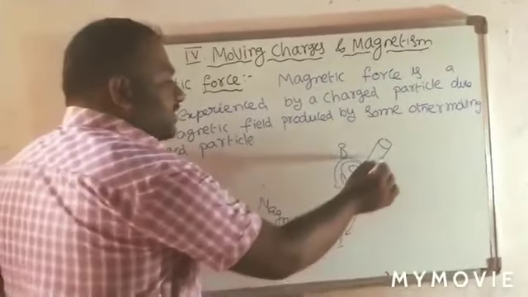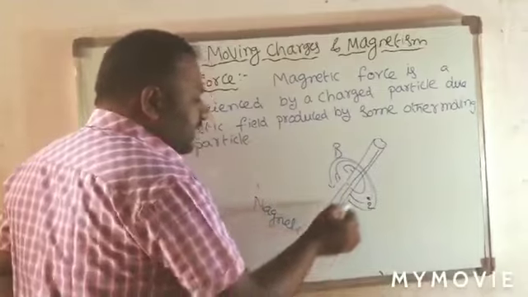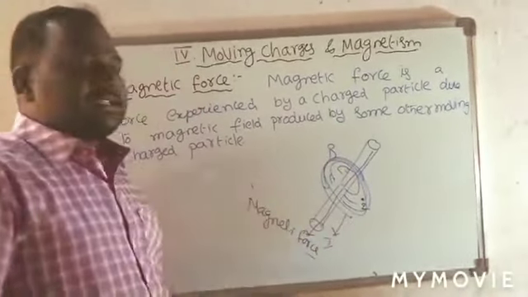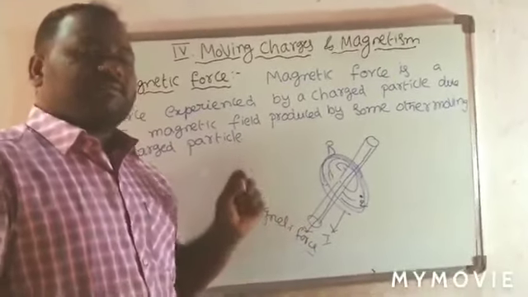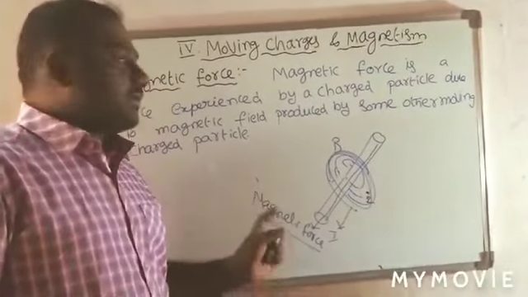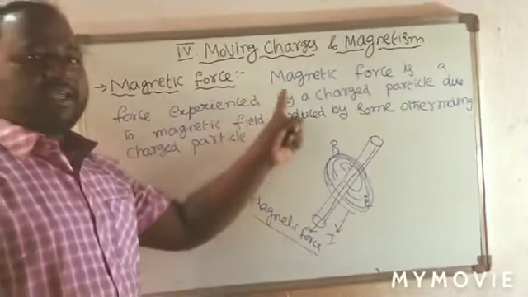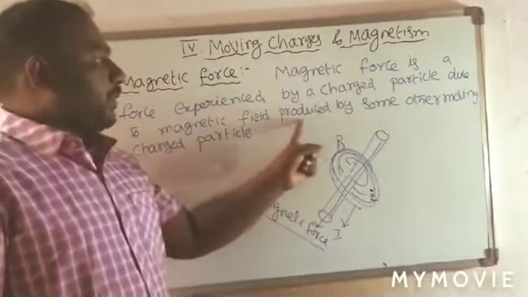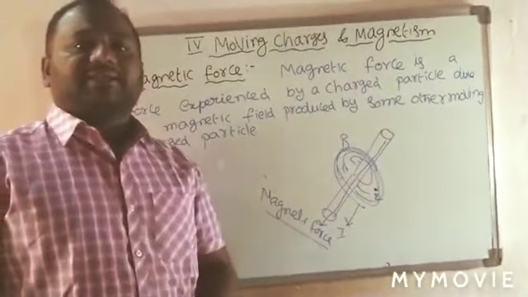That is, a charged particle is moving inside a conductor. Due to that, a field is produced. In that field, if you place a small test charge, the test charge will experience a force. That force can be called a magnetic force. So the definition of magnetic force is a force experienced by a charged particle due to the magnetic field produced by some other moving charged particle.